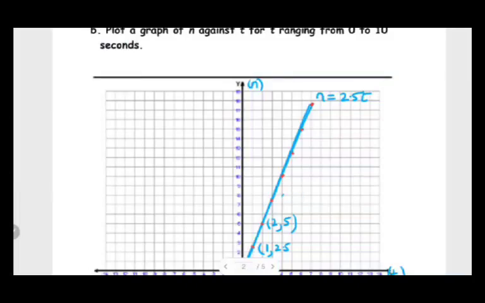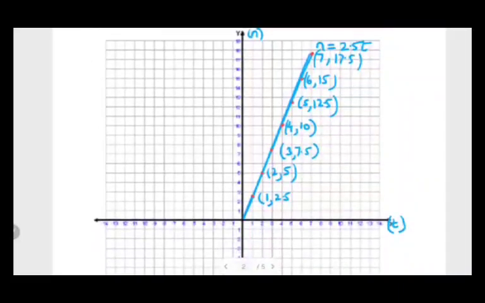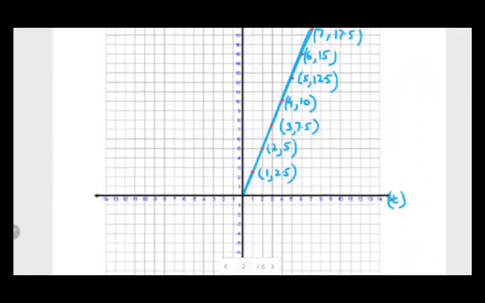So here for 3 I have 7.5, for 4 I have 10, for 5 I have 12.5, for 6 I have 15, for 7 I have 17.5. Easy? And now that's your graph which is completed. You have to mention your coordinates at each point.